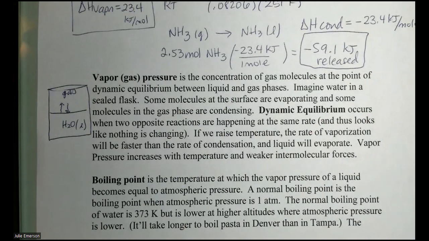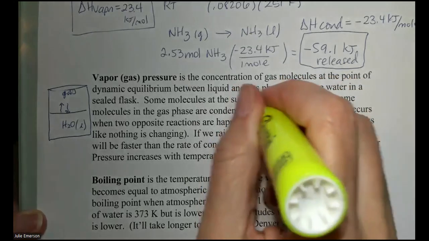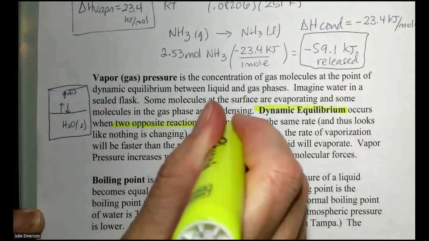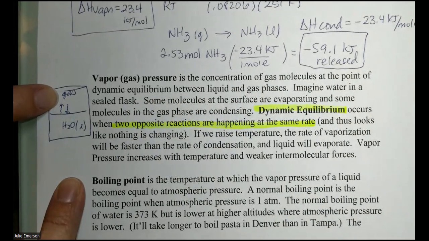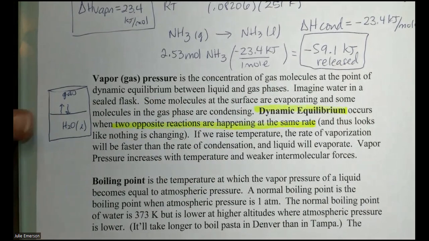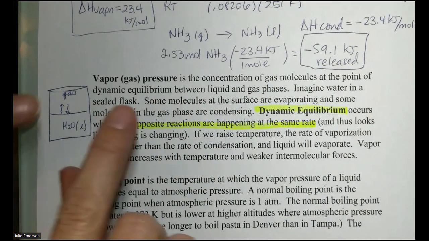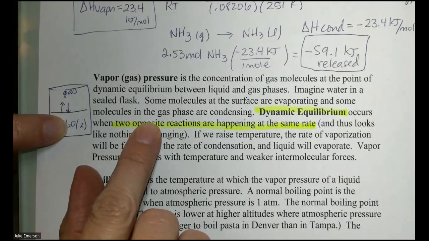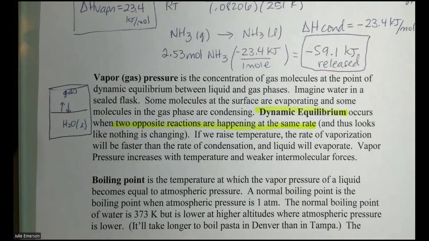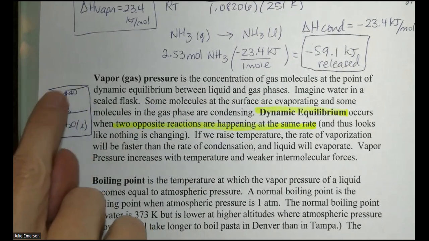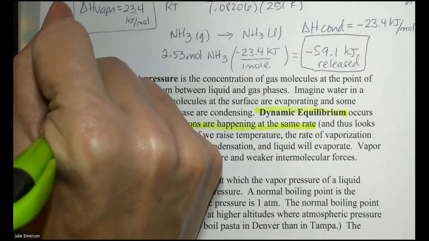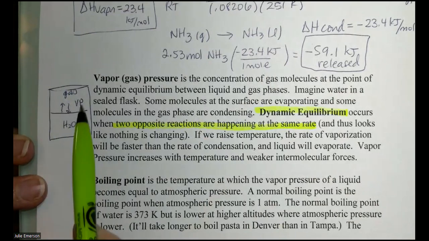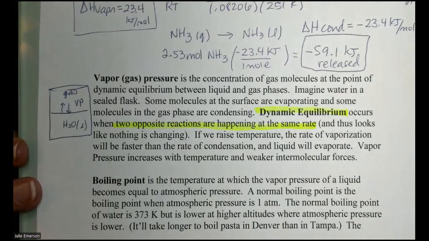And at some point you reach what's called dynamic equilibrium. Dynamic equilibrium is the point where those two opposite reactions are happening at the same rate. In other words, the rate of vaporization is the same as the rate of condensation. So what does that mean? It means that it looks like nothing's changing, because as quickly as it's vaporizing, it's recondensing. When you get to that point of dynamic equilibrium, there is a little bit of water in the gas phase, in other words steam, H2O in the gas phase. And those water molecules, that's the vapor pressure. Just a little bit of water in the gas phase above the body of the liquid.